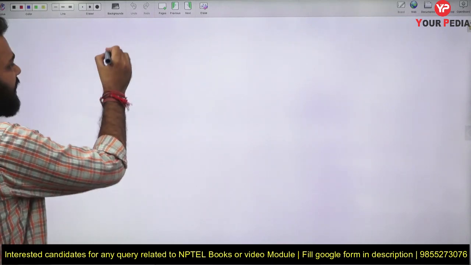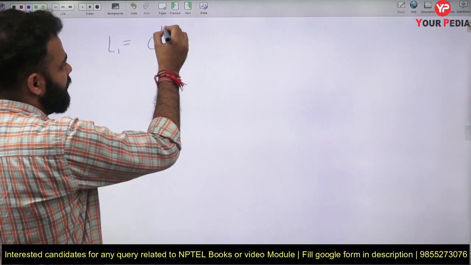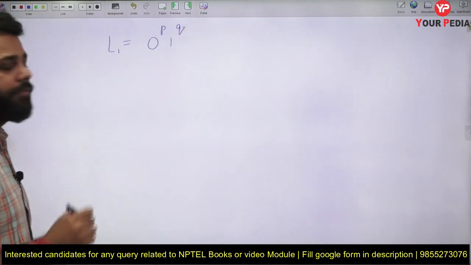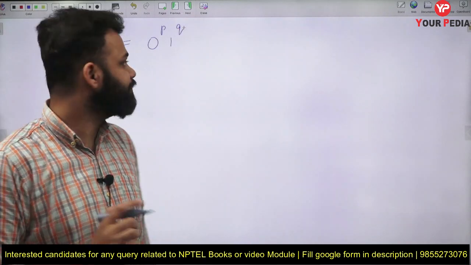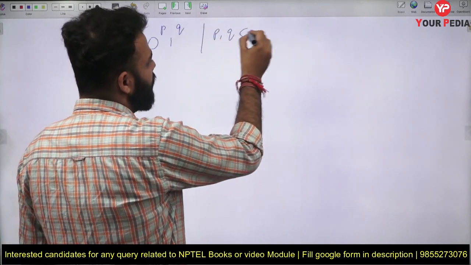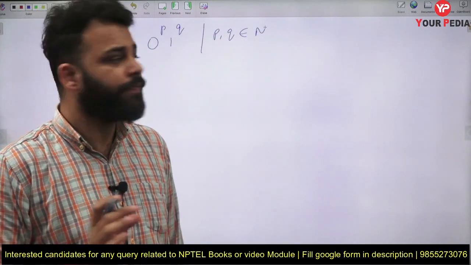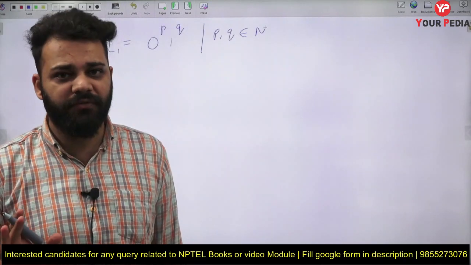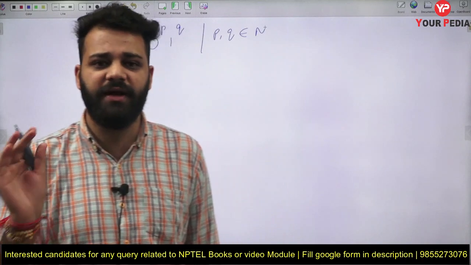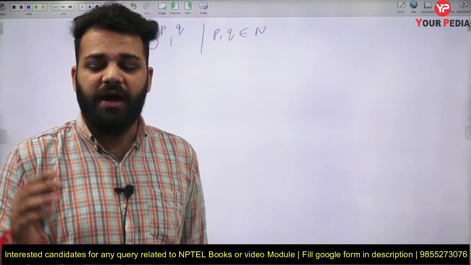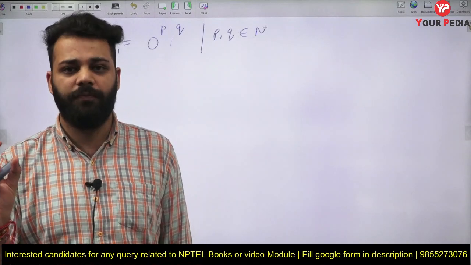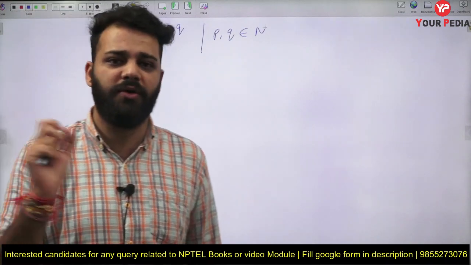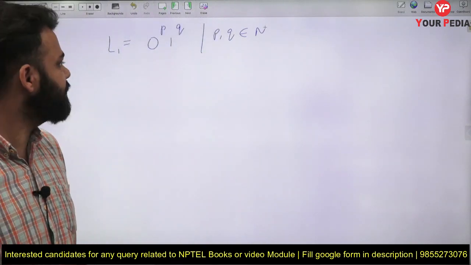The language L1 is 0 raised to power p and 1 raised to power q. Now in this, p and q belong to N, and there is no constraint on p and q. 0 can come any number of times, 1 can come any number of times. The only constraint is 1 cannot come before 0. After the first 1 comes, you cannot have any 0. You have zeros and then ones, and there is no constraint on the number of zeros or number of ones.